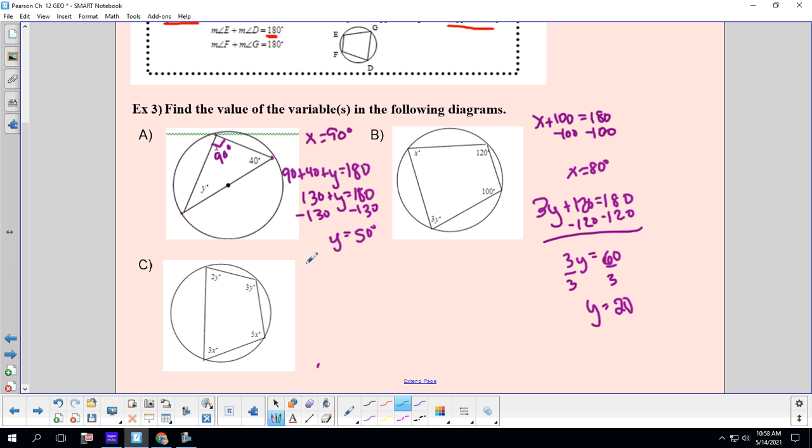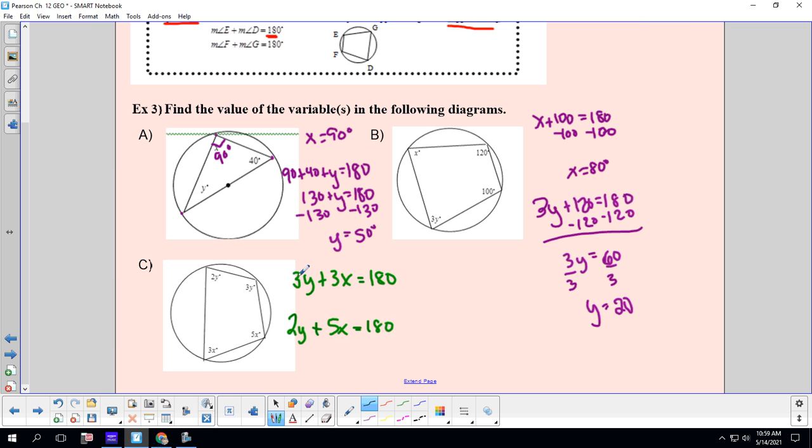So 3y plus 3x is equal to 180. And we know 2y plus 5x is also equal to 180. And you're like, Ms. Albagar, no, nothing. We can't do this. We're done. We solved. We actually can do this. We're going to solve using elimination.